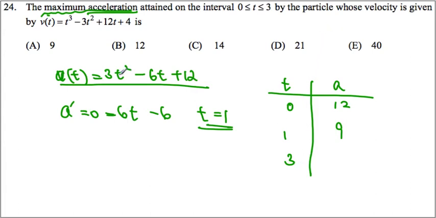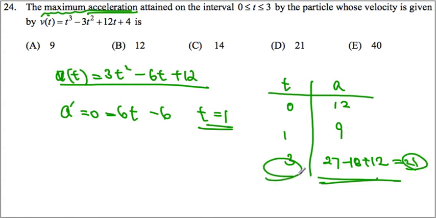When you plug in 3, this one is 27 minus 18 plus 12. Definitely a value that's greater. In fact, yes, this becomes 21. So in fact, when t equals 3, that's when we have maximum acceleration. So the maximum acceleration, 21, becomes our answer, choice D.